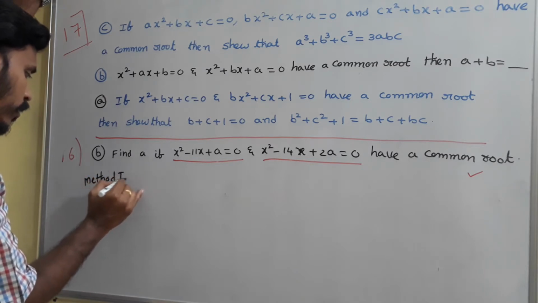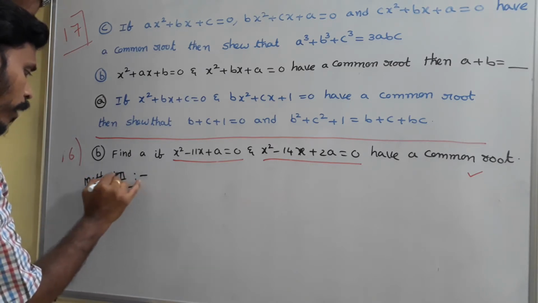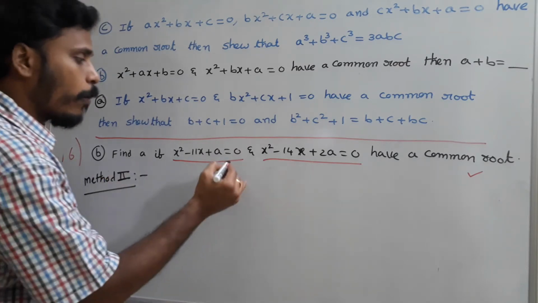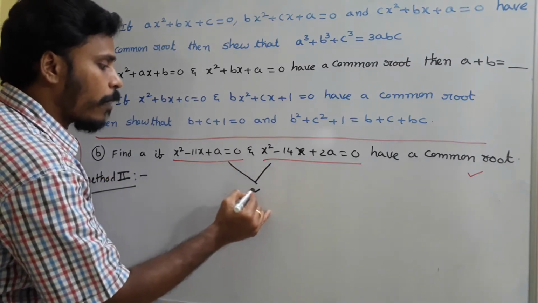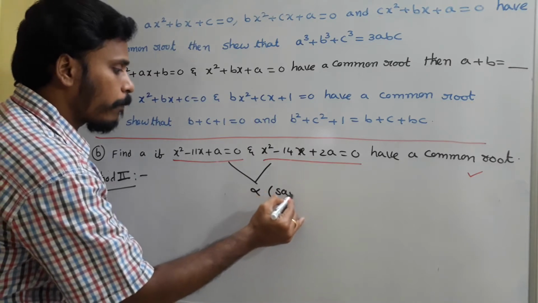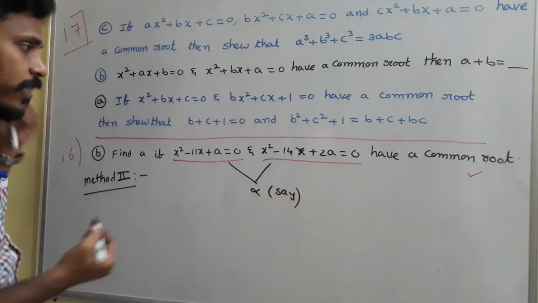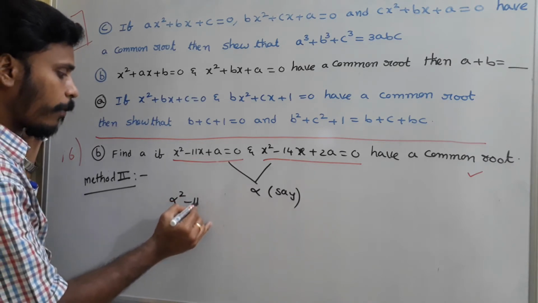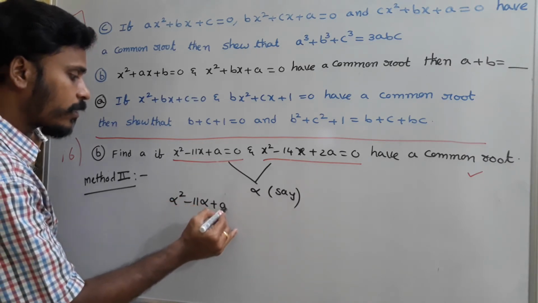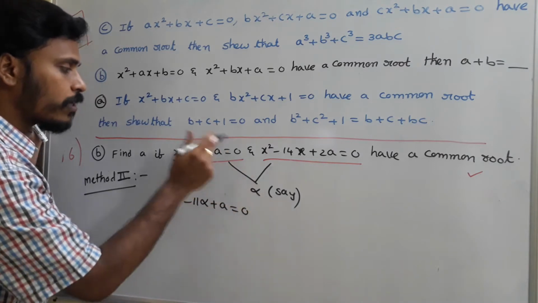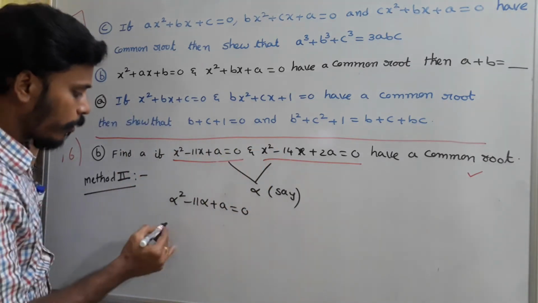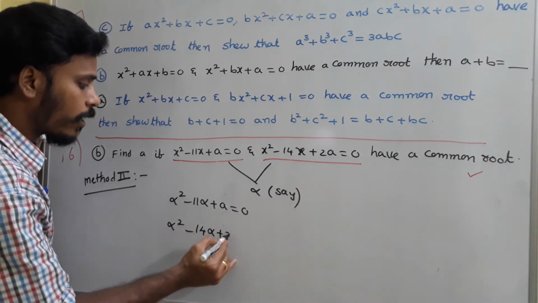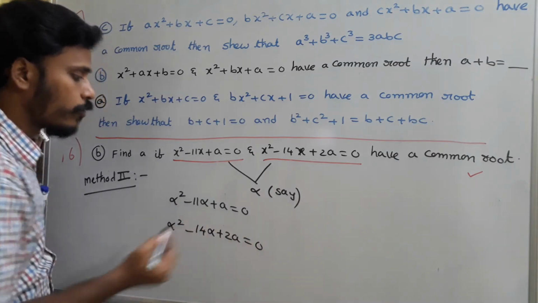Where we discuss the direct problem, and now it is method 2. To solve method 2, since these two equations have a common root, you just say the common root is alpha. Since the common root is alpha, it is very clear that alpha square minus 11 alpha plus a is equal to 0, because the root must satisfy the equation. And replacing here, alpha square minus 14 alpha plus 2a is equal to 0.